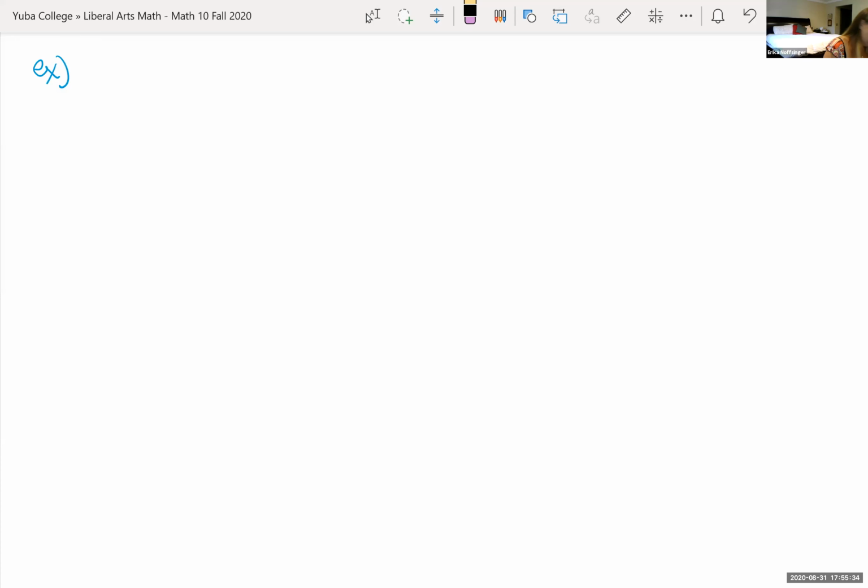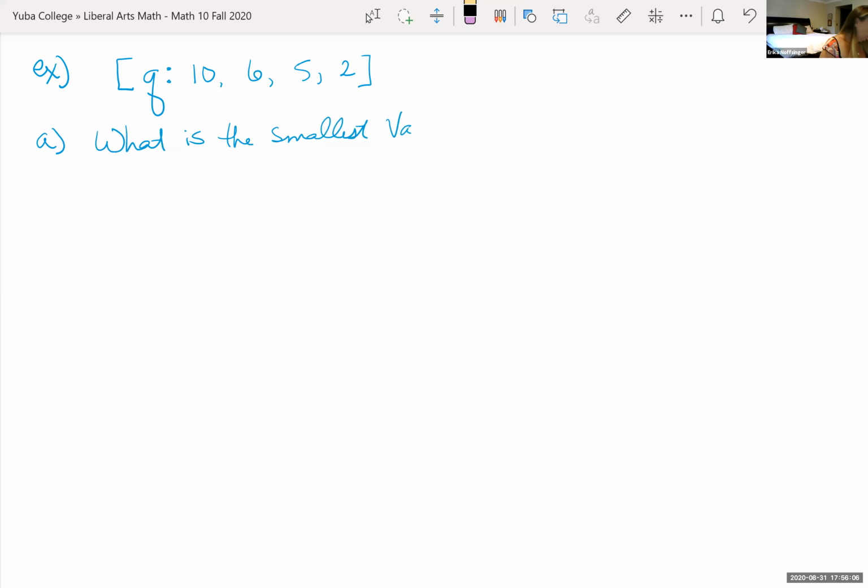So consider the following voting system. We have Q and then the following weights. So we have 10, comma 6, comma 5, comma 2. So what is the smallest value that the quota Q can take?